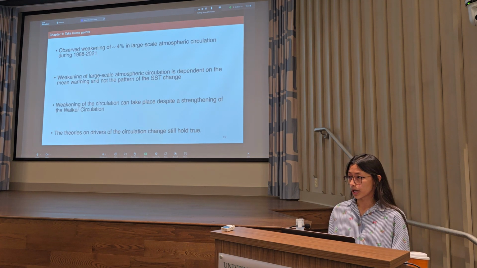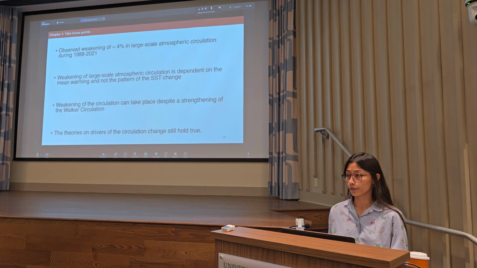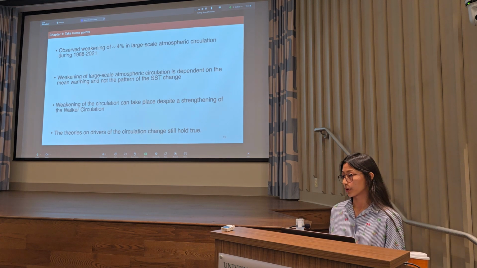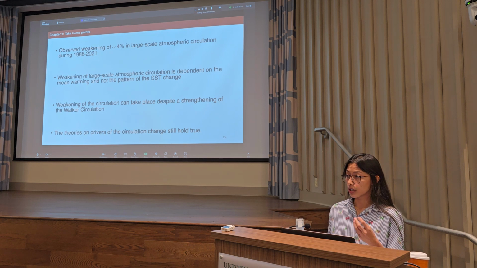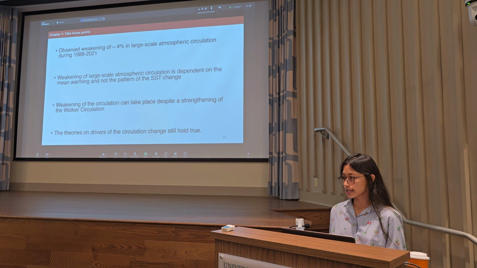Thus, with chapter 1, we can conclude 4 main points. First being that there has been, for the first time, utilizing a growing record of satellite observations, a weakening of large-scale atmospheric circulation of around 4% from 1988 to 2021. Second, using coupled models and AMIP, which differ in terms of their SST pattern in the tropical Pacific specifically, both show a weakening of large-scale atmospheric circulation. Thus, this weakening is dependent on the mean warming and rather insensitive to the Pacific SST gradient.